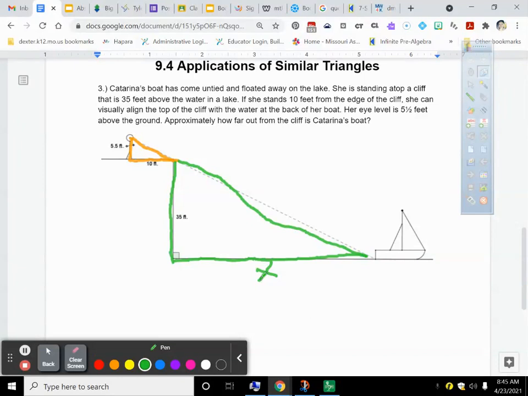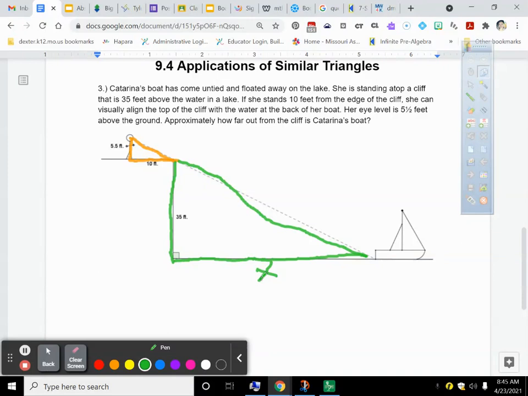Okay, so since they're similar, and how I know they're similar is because this is a right angle, and when I stand up, I make a right angle with the ground. Also it says her eyesight goes from here to the top of the boat. So this top angle here would be congruent to this top angle here because of eyesight. Your eyesight doesn't dip down, it goes straight forward, wherever you're looking. So I know they're similar, so I can set up my proportion.